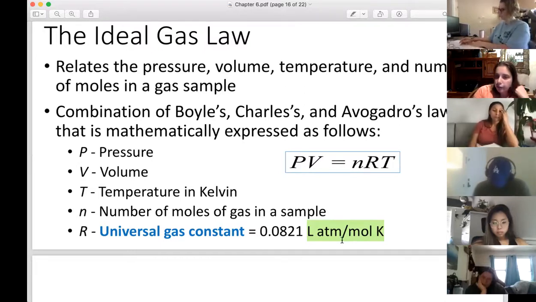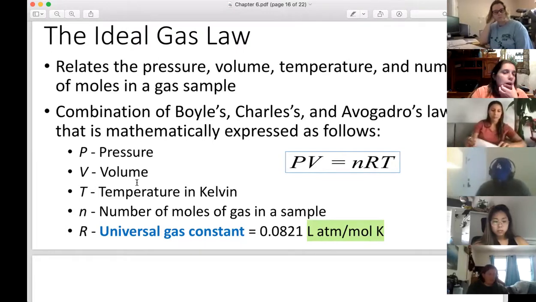So it's kind of like a fudge factor. If, let's say, your volume was in milliliters, then you're going to have a different R here, or just convert your volume into liters, and then you would be able to use it.